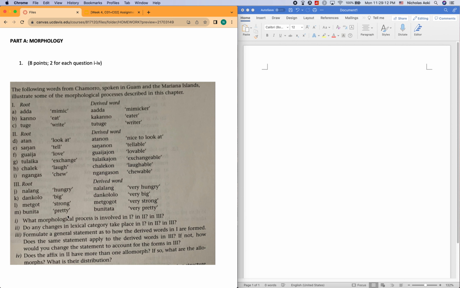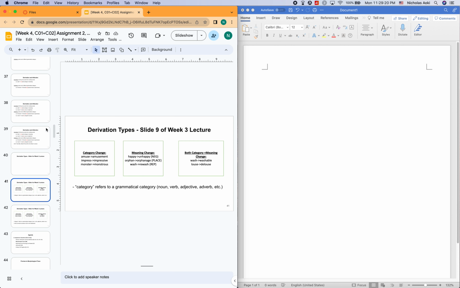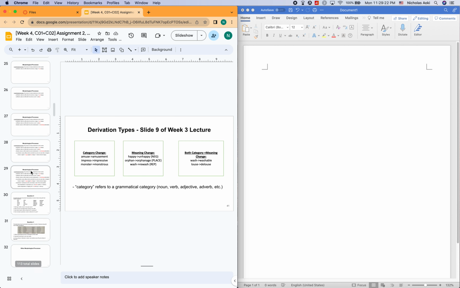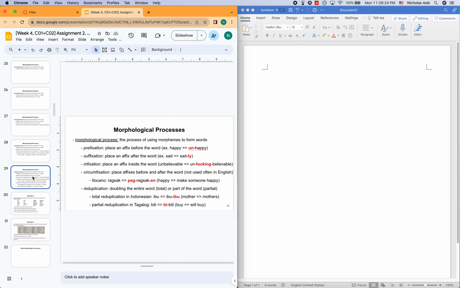So starting with number 1, what morphological process is involved in these 3 data sets? Recall from my discussion slides that there are different ways in which morphemes can be added to words. The ones on this slide are some of the major ones, although there are others, and I encourage you to go through the slides to learn more about them. But this slide will be relevant for this question. So different types of processes, prefixation, suffixation, etc.